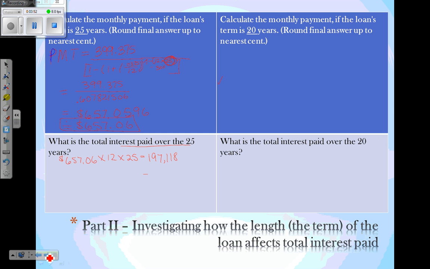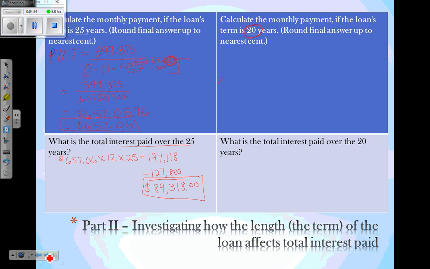So now to find out how much of that was the interest, I subtract the money for the house, which was $127,800, and I got $89,318. So this is how much interest I'm paying over 25 years. All right, now let's move over to 20 years. It's now going down to 20 years.